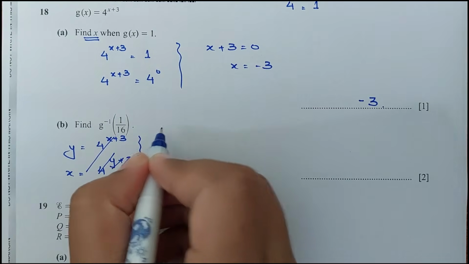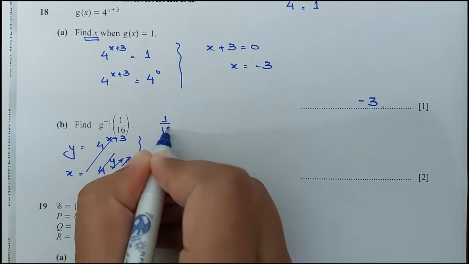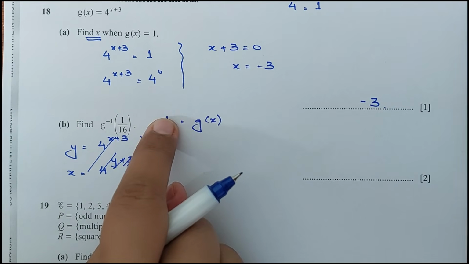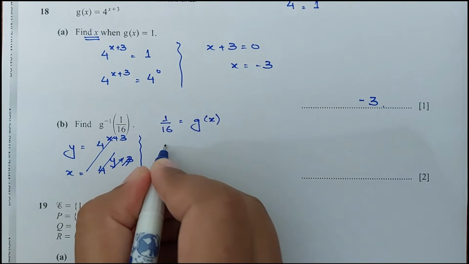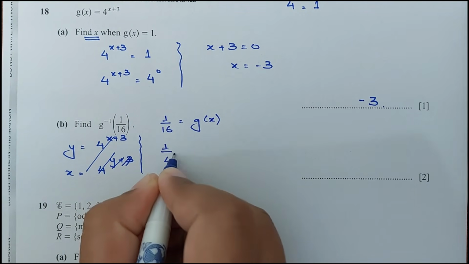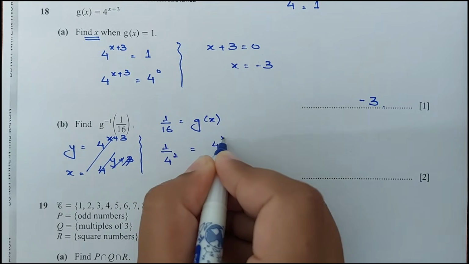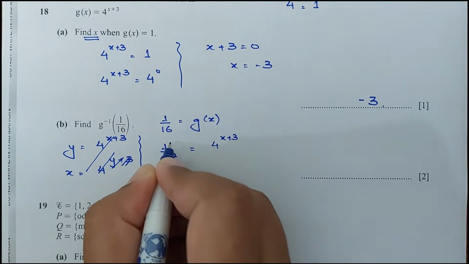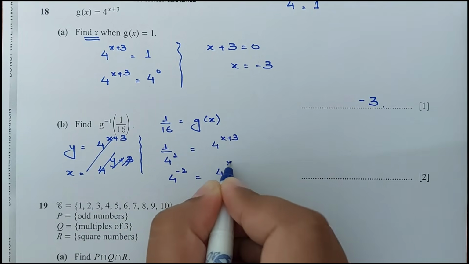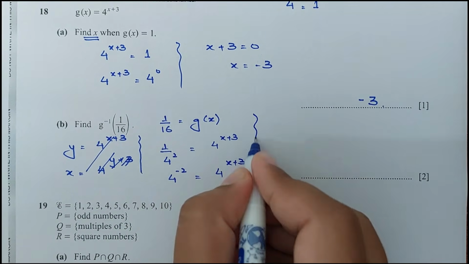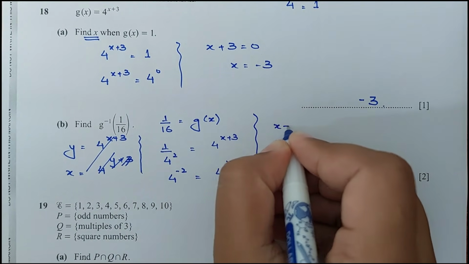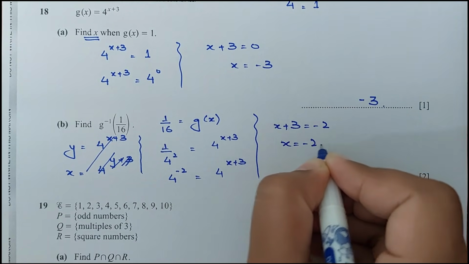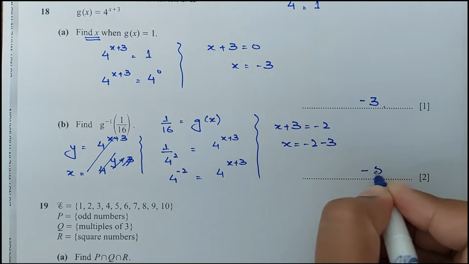We have g inverse of something, so we can say 1 over 16 would be equal to g of x. We shift the g to the other side. 1 over 16 is basically 4 to the power minus 2. G of x is 4 to the power x plus 3. Here 4 to the power minus 2, when we shift it to the numerator, equals 4 to the power x plus 3. Now the bases are the same, we can easily compare the powers. The exponent x plus 3 equals negative 2. So x would be equal to minus 2 minus 3, which is negative 5.